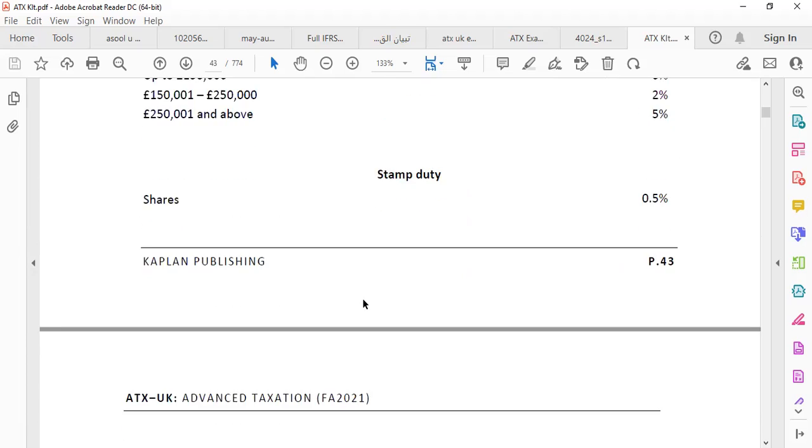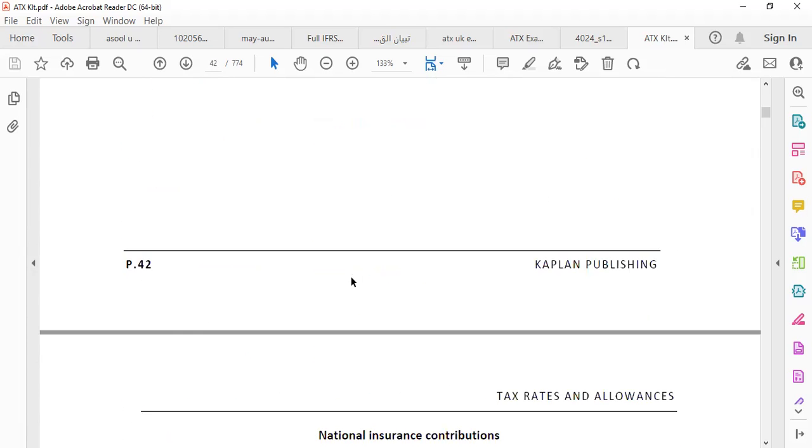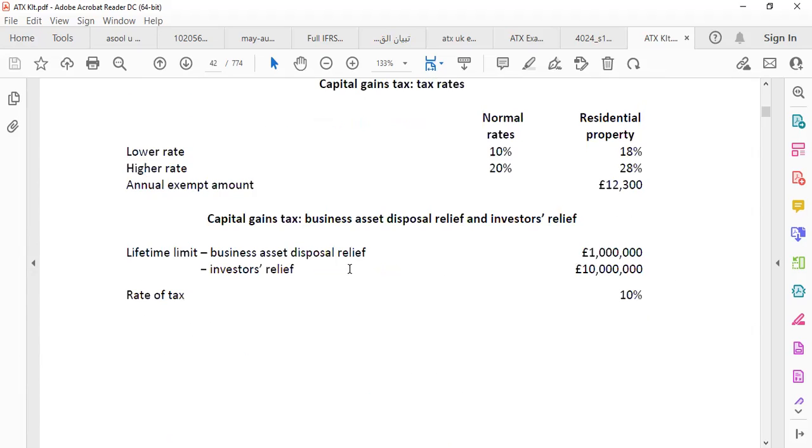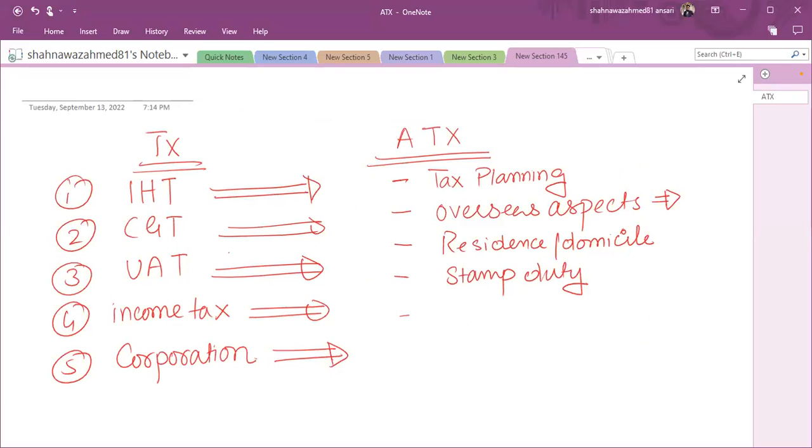It means that you have to use this particular sheet and apply it. You have to learn in the question how to extract this data and information, and apply it in a given question. One thing also, the group aspects of the company. This is also very important.